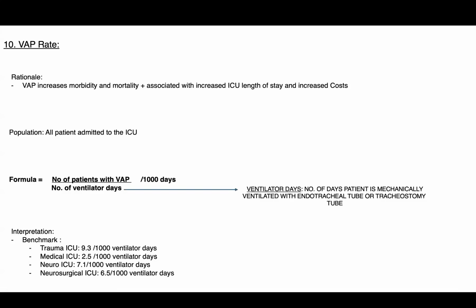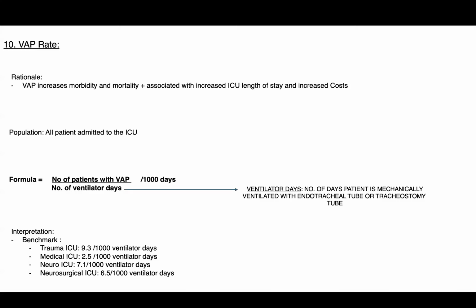So that census is taken into account. So if you have a 10-bedded ICU and you have 4 patients who are intubated, then the number of patients on ventilator is 4. So the ventilator days for that one day is 4. So for 30 days, it is calculated and then it is averaged. So that gives you the number of ventilator days.